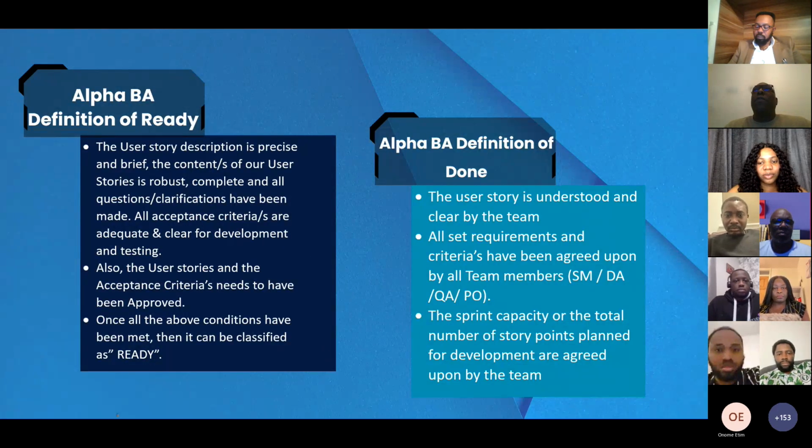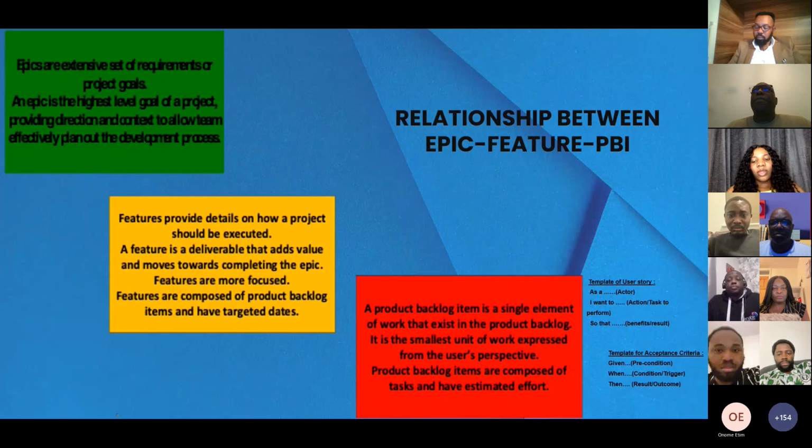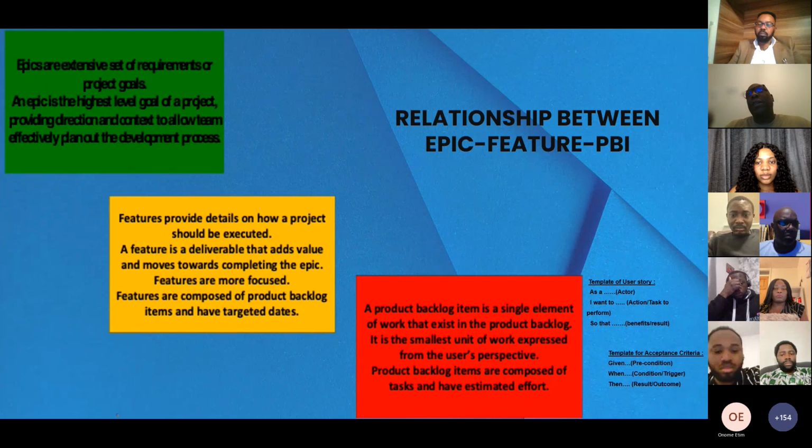Right. So furthermore, we have a breakdown of definition of ready and definition of done for BAs. Next. This is our breakdown of the EPIC, feature and PBI. It's got a full explanation of what it covers, what EPIC does, features, and the product backlog, and the interaction relationship between them. Next.